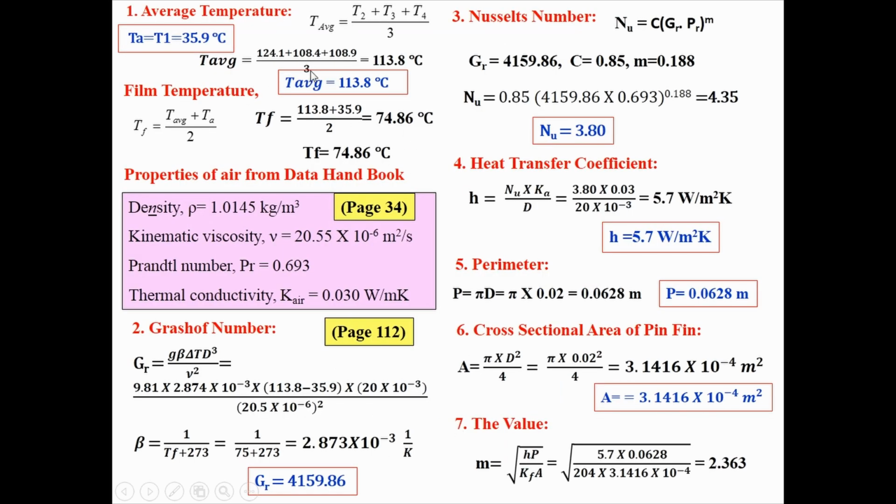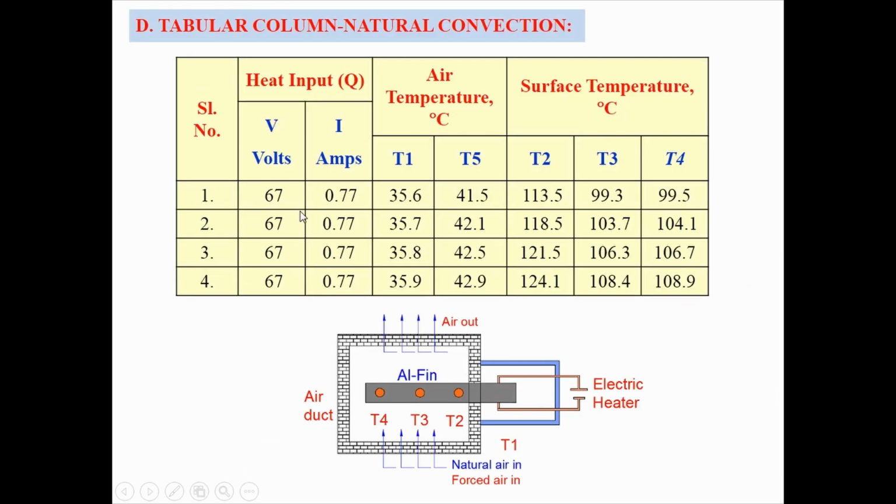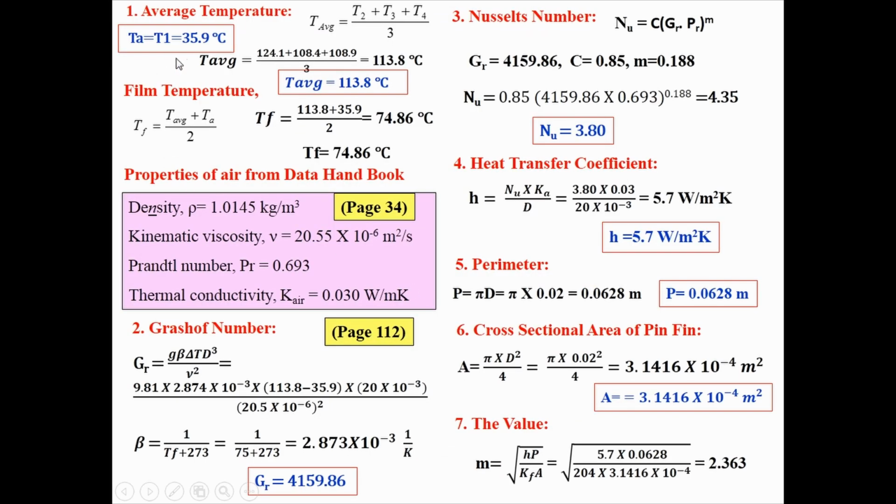Now I got the T average here. T average is nothing but 113.8 degree Celsius. Ta is nothing but the ambient temperature that you have taken here, that is 35.9. Substitute and you will get the Ta here. See here, Ta you got, T average you got.